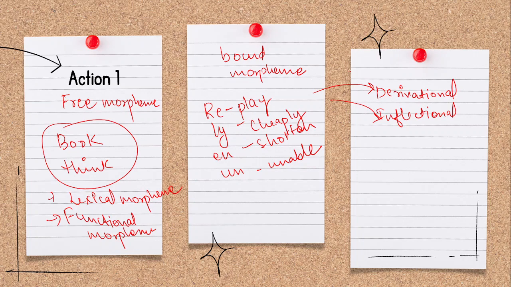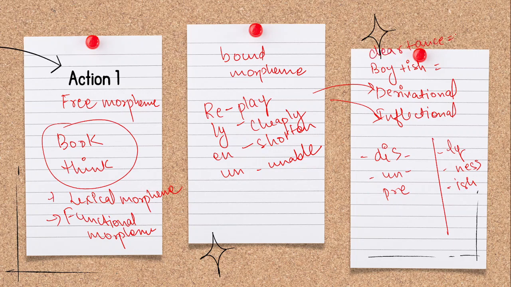For example, prefixes can be like dis, un, pre, and many more, whereas suffixes can be like ly, ness, ish, and many more. So these are different types of morphemes. When we talk about derivational morphemes, they are used to create a new word with a new meaning. For an example, if we say boy and add ish, it becomes boyish, right? And when we say clear and we add ance, it becomes clearance.